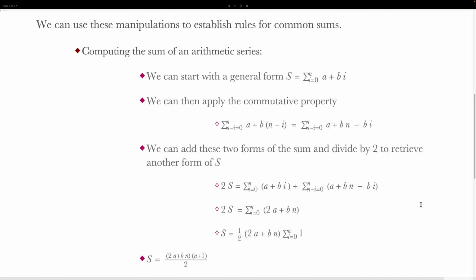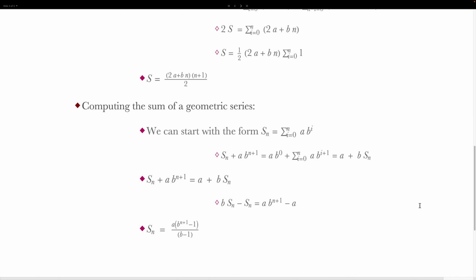Notice that because 2a plus bn does not depend on i, we can treat it as a coefficient and move it out of the sum. Now this gives us our first rule: the sum from i equals 0 to i equals n of a plus bi will be equal to 2a plus bn times n plus 1 divided by 2.